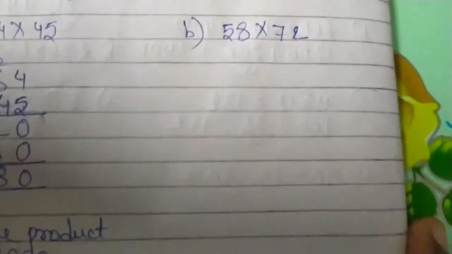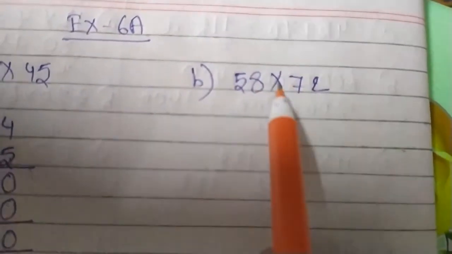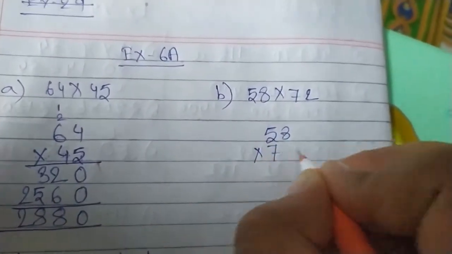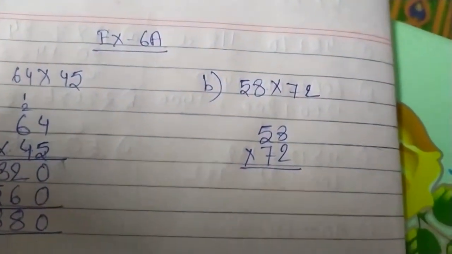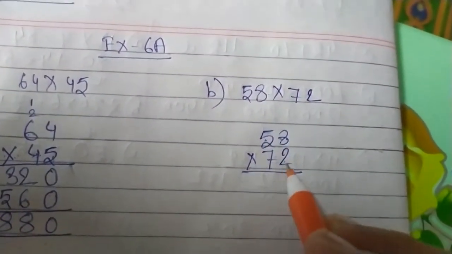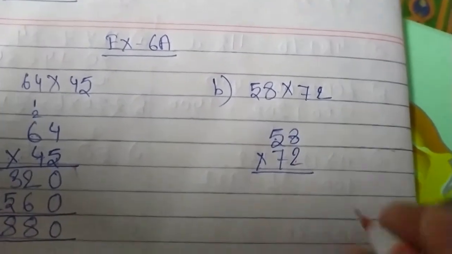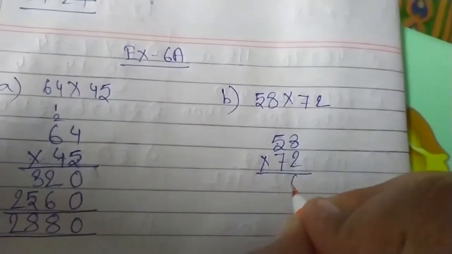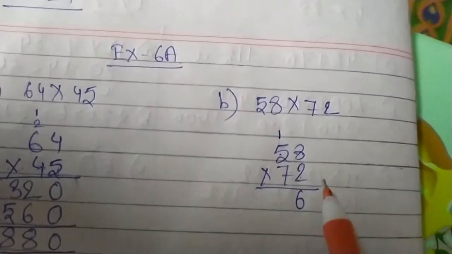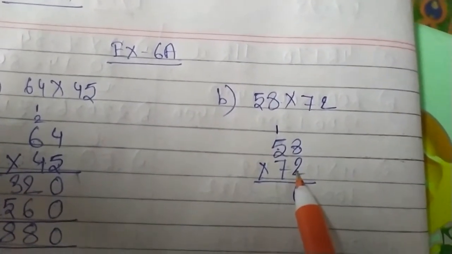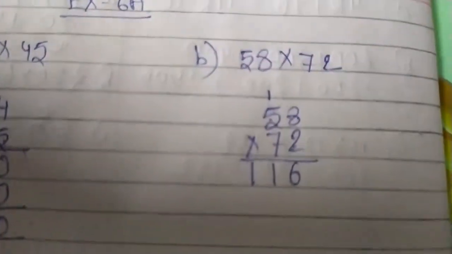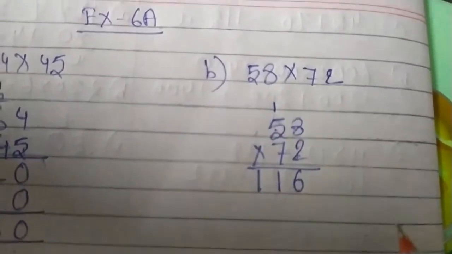Now, let us start number B. 58 into 72. First we will write 58 into 72. Now first we will multiply by the ones place. That means 58 into 2. 8 twos are 16. That is 6. That is ones place we will write, and the tens place we will carry over. Next 5 into 2, 10. 10 plus 1 is 11. We will directly write it because there is no digit in front.